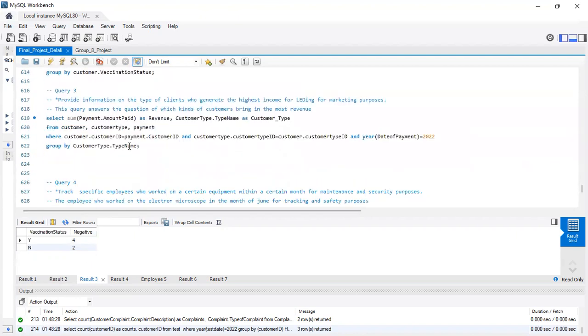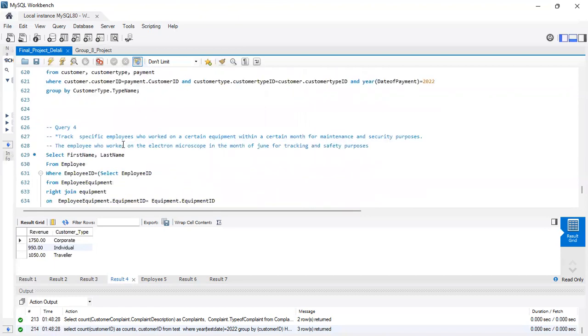The third functionality of the database was to provide information on the type of clients who generate the highest income for LEDing for marketing purposes. So the sum of amounts paid is selected and the grouping is done to show the ranking of the types of customers and the income they brought in the year 2022. So from the output, we can see that the corporate customers brought in the most revenue in the year 2022, and therefore they should be targeted by the marketing team.